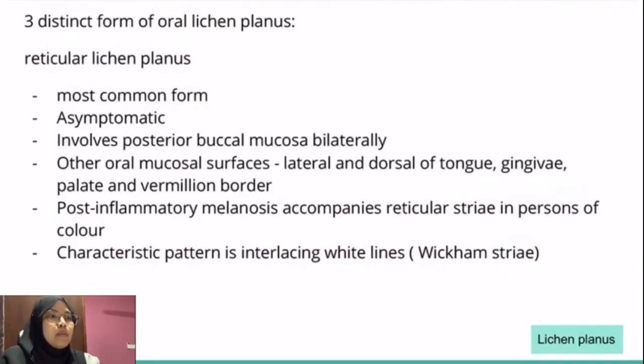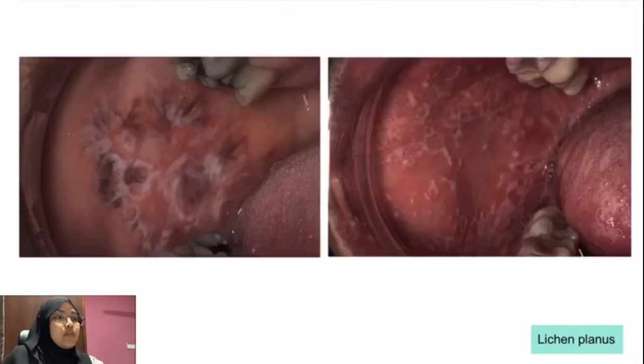The post-inflammatory melanosis usually accompanies the reticular striae in the presence of color, and the characteristic pattern is the interlacing white lines, which are the Wickham's striae. As you can see in the first picture, there is a post-inflammatory melanosis, and in the second picture, you can see the Wickham's striae on the buccal mucosa.